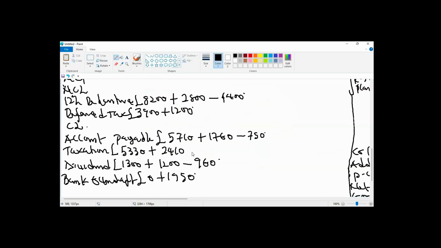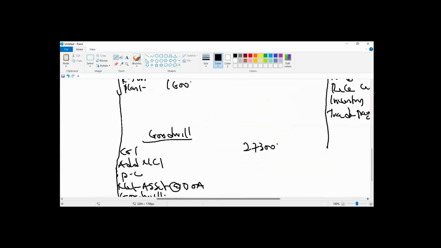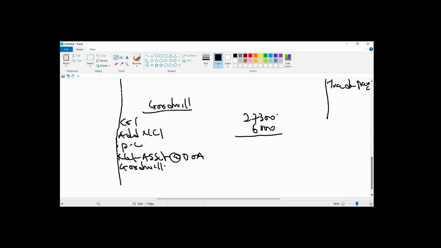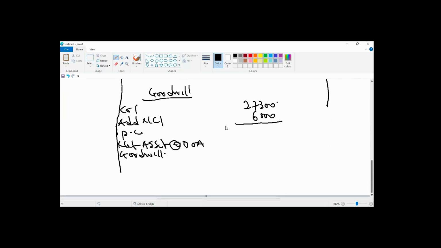Additional information 6. The fair value attributed to non-controlling interest, not the goodwill, is the fair value of NCI, to be 6.8. So what do I do? Add NCI 6.8. 27,300 plus 6.8. What does it give us? 34,100. I will now less the net asset at the date of acquisition.